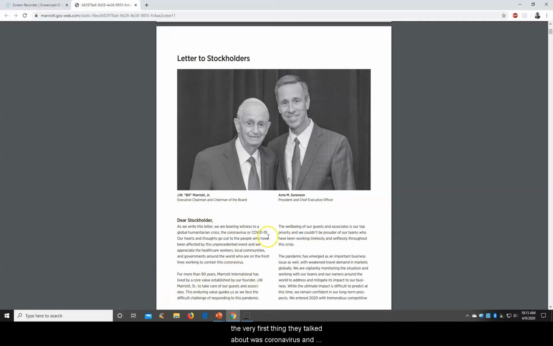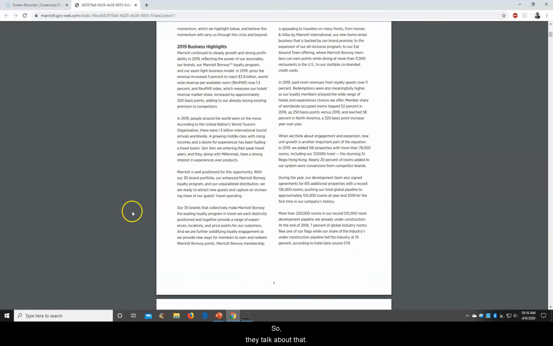Their very first thing, they talk about coronavirus and COVID-19 and the impact on their financials. Now, even though this is their 2019 annual report, obviously it's just coming out now because it takes a long time to finalize all the information. So the first thing they talk about is that. This is hot off the presses. It was just published in April. So they talk about that.